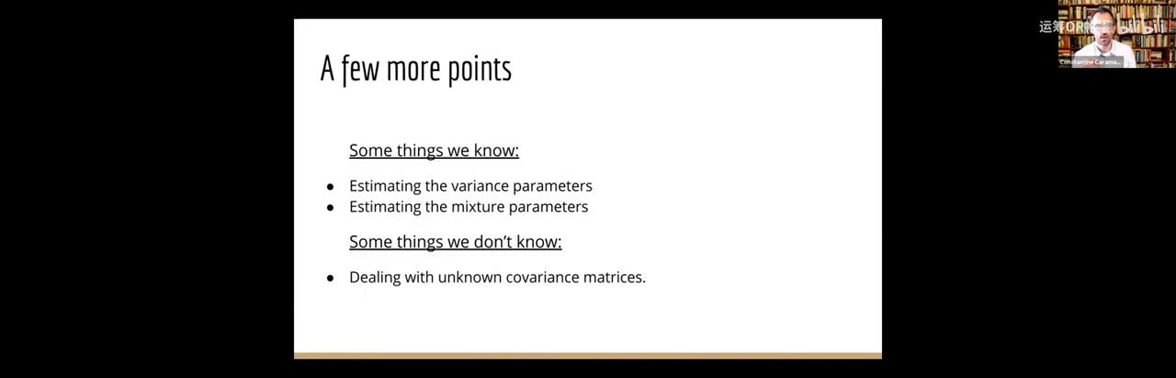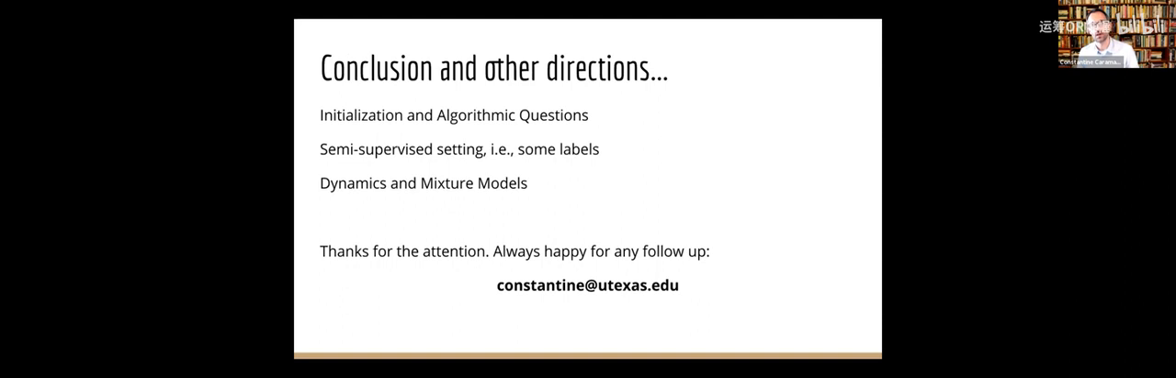I think I mentioned along the way that we know a few more things. We can also estimate the variance parameters with really no material change in the results. We can also estimate the mixture parameters, those weights. What we don't know is how to deal with unknown covariance matrices that aren't spherical. We've confessed we've thought about this quite a bit, but we don't know what to do, even though EM seems to continue to work. So it's intriguing, but clearly that's a harder problem.